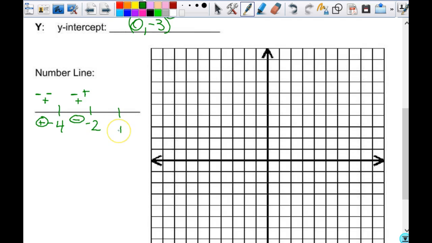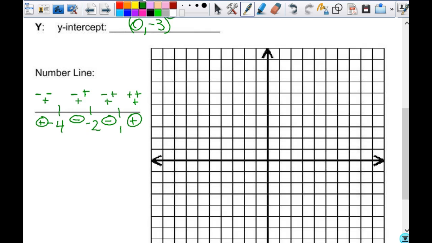Between -2 and 1, I can plug in 0. So that's going to give me negative, positive, positive, and that is negative. I can plug in 2, and that's going to give me positive all around. And there's my little chart of what's going on. Okay, everybody with me so far?